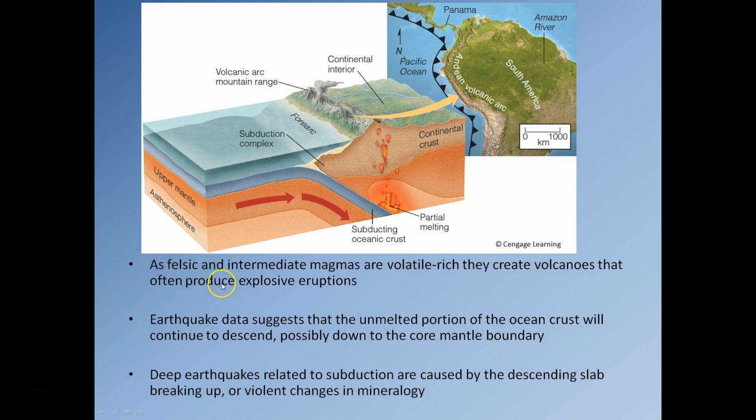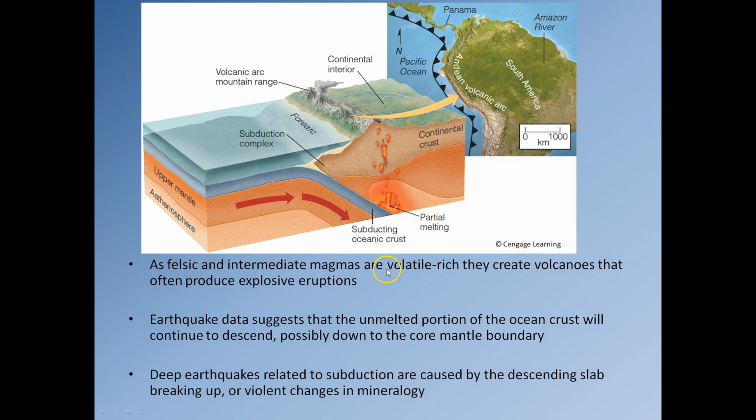So we also have data because we can track the path taken by this piece of subducting crust, because we can look at the earthquakes that it causes as it goes deeper and deeper into the earth. And we can see from the earthquake data that some pieces of subducting oceanic crust make it nearly all the way down to the core mantle boundary. So subduction goes very, very deep in the earth.